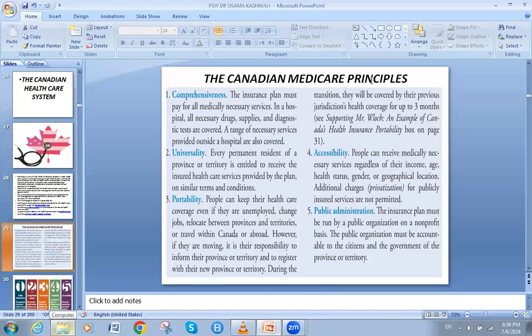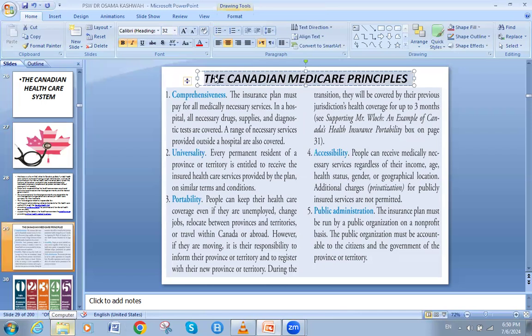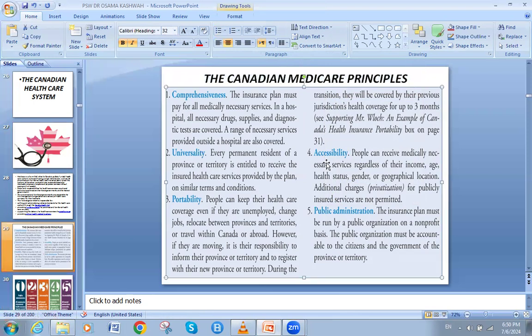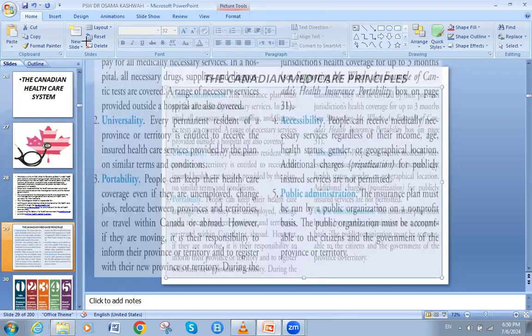So what about the Canadian Medicare principles? What are the Canadian Medicare principles? This is a very important question, and you can see that this question is very important here. I'll just enlarge it so that we can see it properly and it will be clear for us.